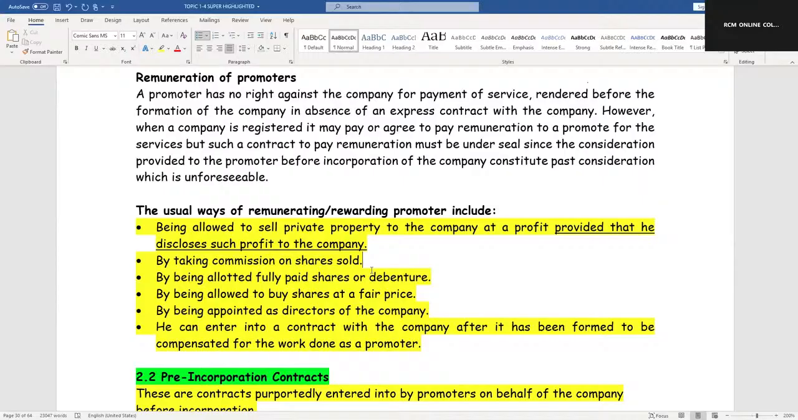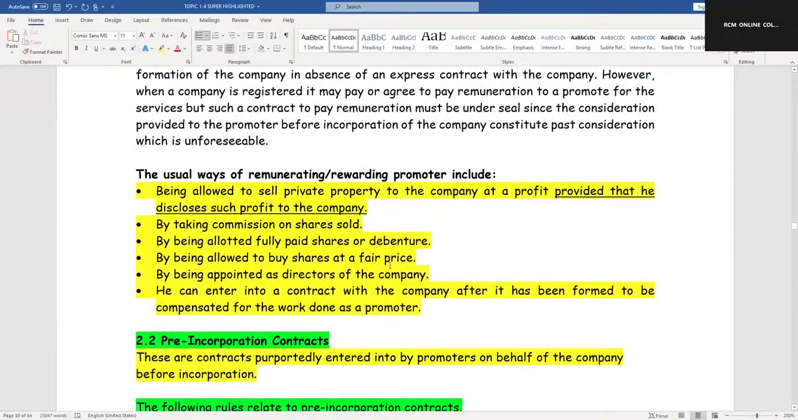So those are, in this case, just some of the ways as to how the promoter of the company can be remunerated or be compensated for the work he has been able to do as a promoter of the company. So that also is actually very common in the exam. They like that one. So remuneration or compensation of, in this case, what?